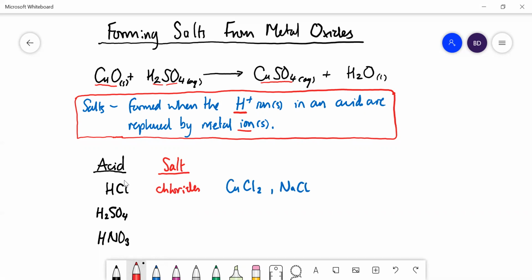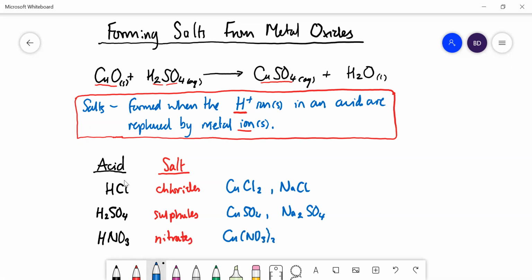If you use sulfuric acid, you're going to get sulfates. So the example of the salts there would be copper sulfate, that in blue, and sodium sulfate if you replaced it with sodium ions. Finally, if you use nitric acid, that's the only of the acid we need to worry about, you'd get salts called nitrates. So you get copper nitrate, which has that formula, or sodium nitrate, which is like that.